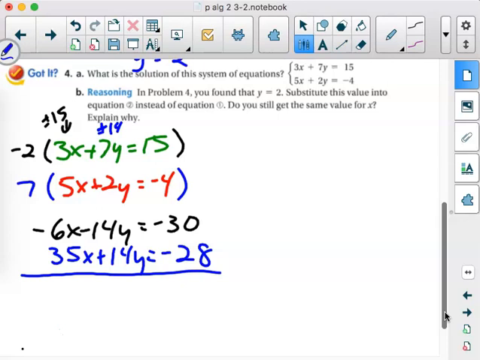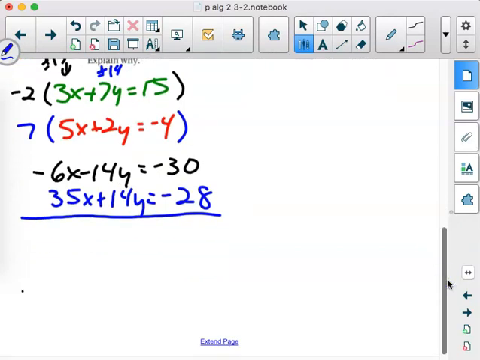Looking good before you get too far and catch a mistake? Did what we want to happen happen? Yeah, we got a negative 14y and a plus 14y. So those two are going to drop out, eliminate each other. So this would give us 29x equals negative 58, which makes you a little nervous until you do your division.